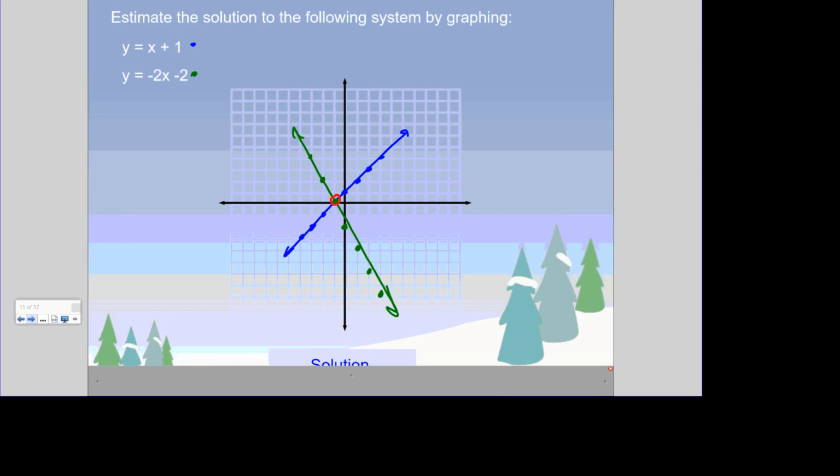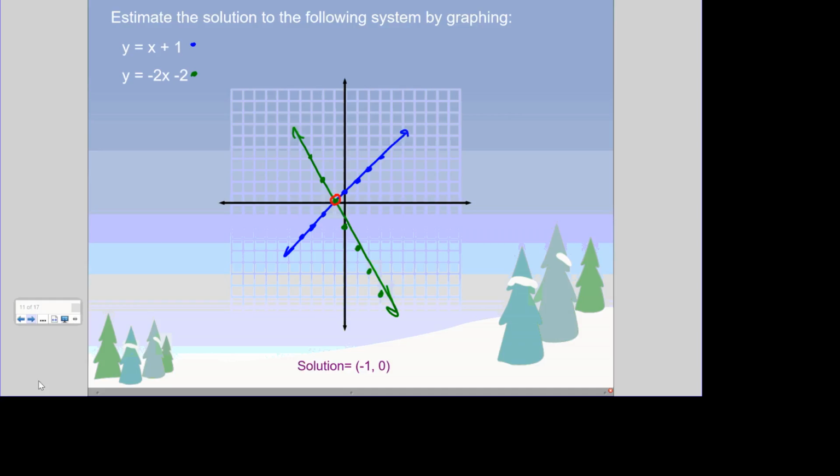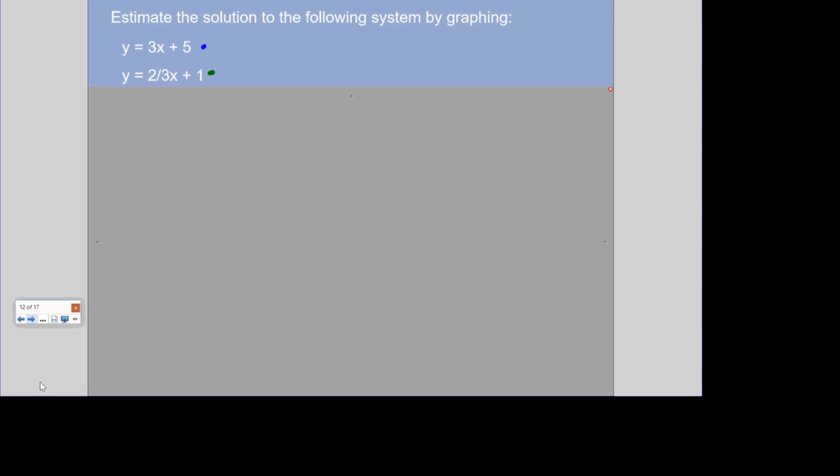I have my line 1 or my top equation in blue and the other one in green. And you should have found their solution, the point where they intersect, to be the point (-1, 0). Make sure you're writing those in parentheses with a comma in between. Okay, here's another one for you to practice. Go ahead, graph both lines, estimate where they intersect, and then we will check together when you're ready to hit play.